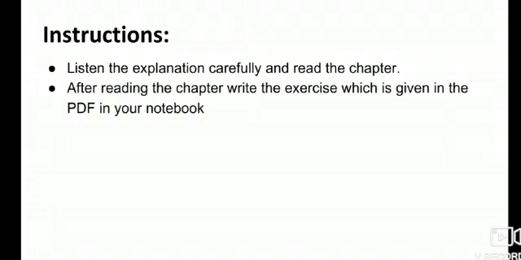Instruction: listen to the explanation carefully and read the chapter. After reading the chapter, write the exercise which is given in the PDF in your notebook.